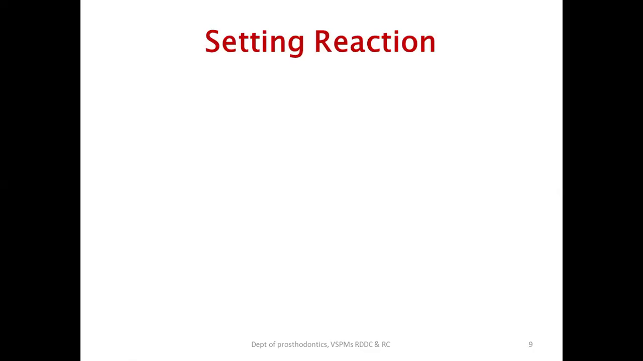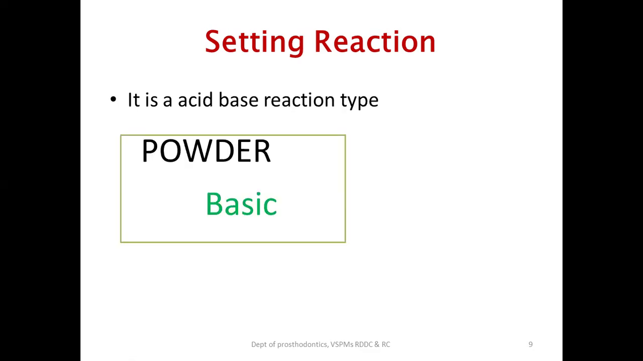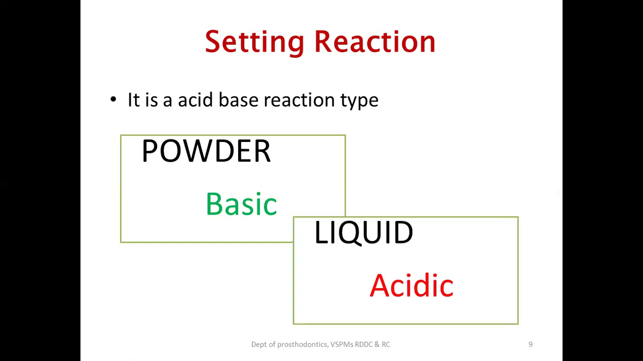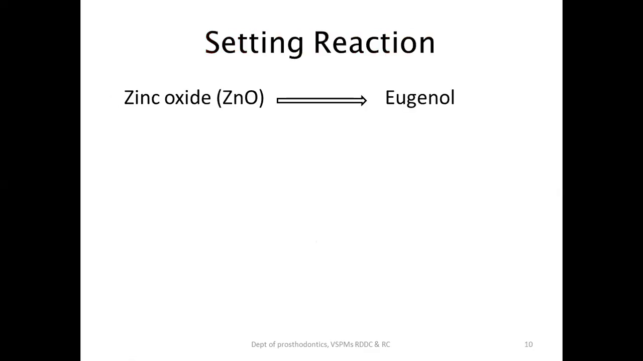Now let us come to the setting reaction. The setting reaction is very similar to the zinc oxide eugenol impression paste, as we have seen. You must have learned it through the impression materials. So yes, it is an acid-base reaction type of cement. The powder is basic, it is alkaline in nature, and the liquid is an acid. Now, if you see the setting reaction, the zinc oxide doesn't react with the eugenol directly.